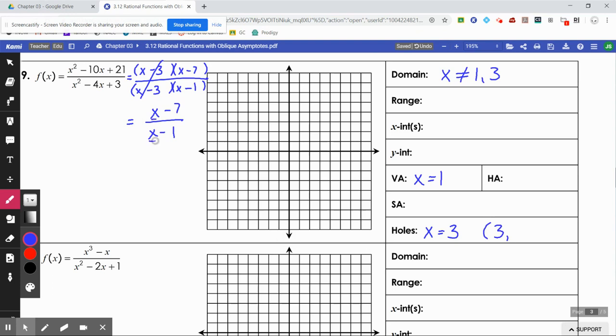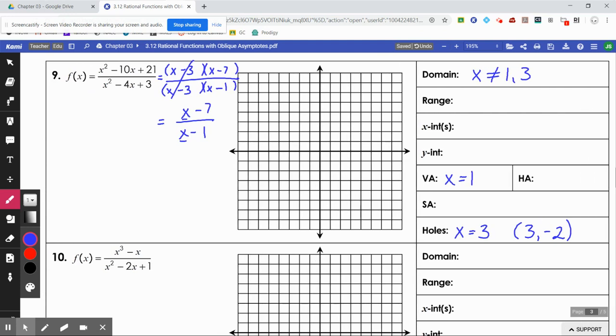Plug it in here and here. That's -4 over 2, which is -2. So there's the hole in your graph. Now let's find what kind of asymptote. Do I have a slant asymptote or do I have a horizontal asymptote?